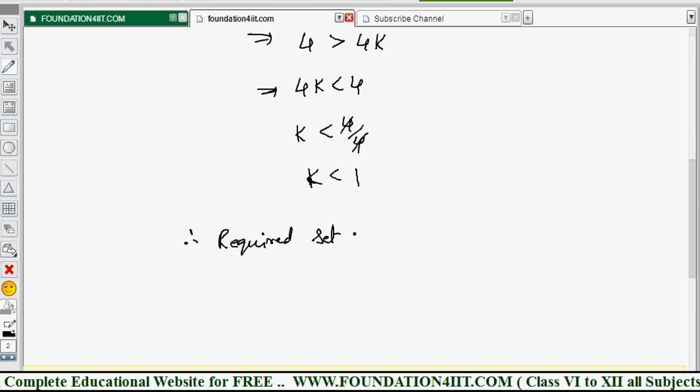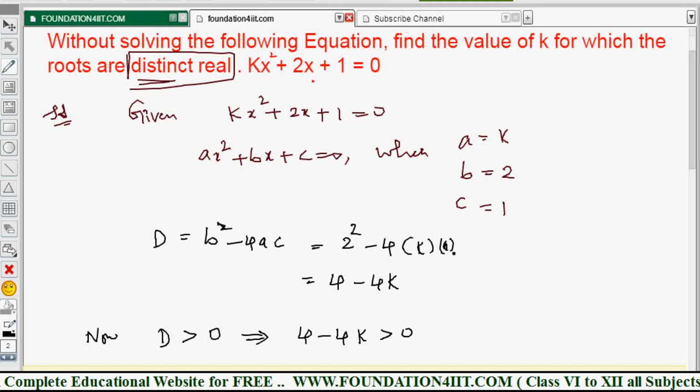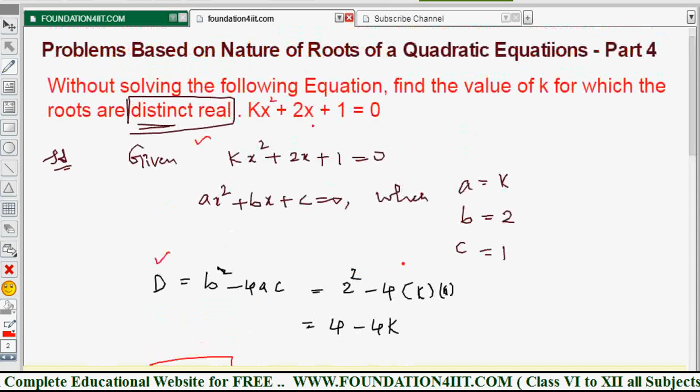So the required set is here: k belongs to the real numbers, all the numbers, but the k condition is less than 1, right? Okay. So in this problem also the main thing is that, according to what they mention, distinct real, we should take this step: discriminant is greater than 0, and solve. Finding the discriminant is the same, but according to the conditions which they mentioned, we should take this step. Only three conditions: real and equal, only real, and distinct real. So when they mention distinct real, you take discriminant is greater than 0. Okay, now these are the three types solved.